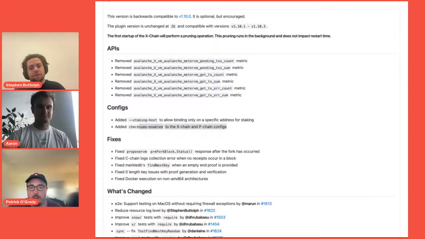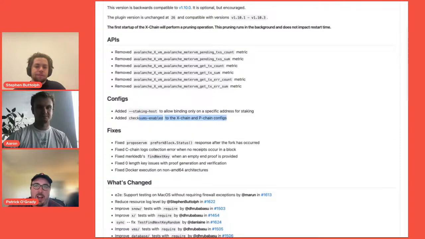but one of the other things that's kind of happening in the background here is a lot of Merkle DB hardening. So if you're following along on GitHub, you can thank Dan for a lot of that.